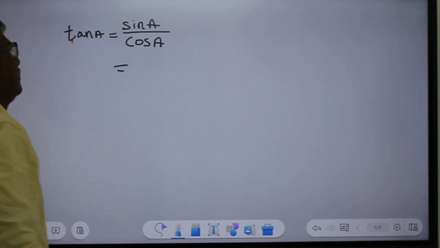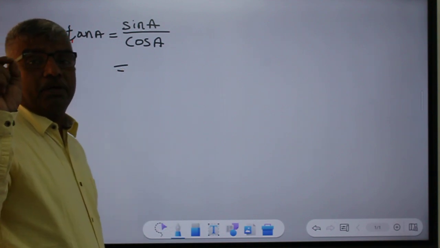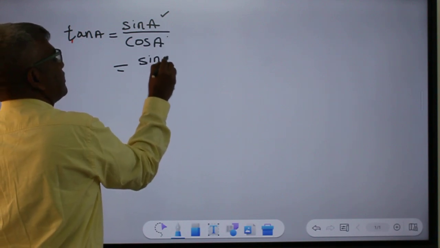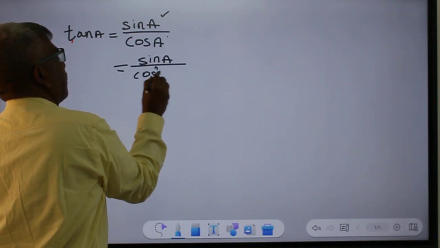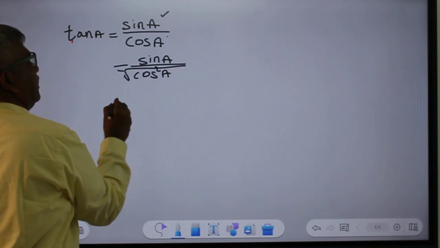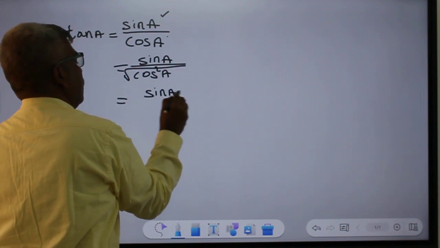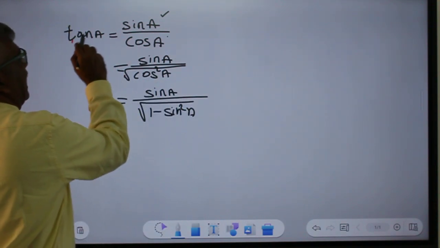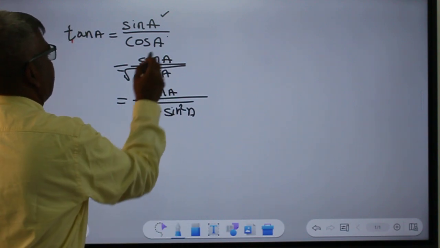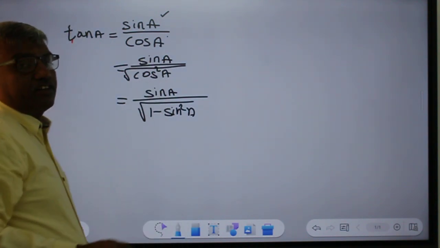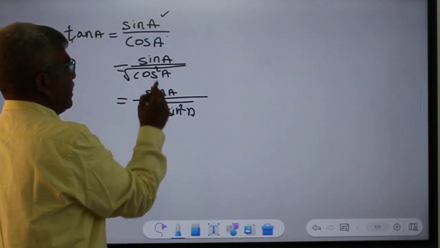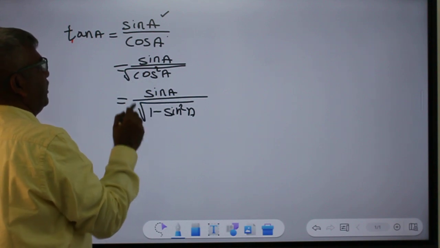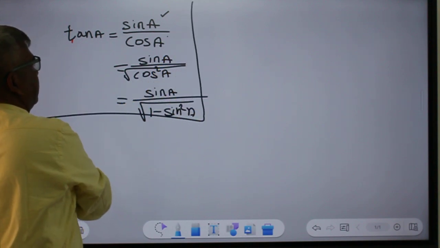Now tan A has to be expressed only in sin A. So cos A we can write like this: square root of cos squared A, which is the square root of 1 minus sin squared A. So tan A is sin A over cos A, where cos A I have written as the square root of cos squared A, that is, the square root of 1 minus sin squared A. So we got tan A.